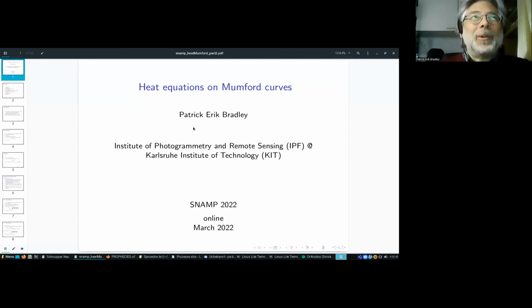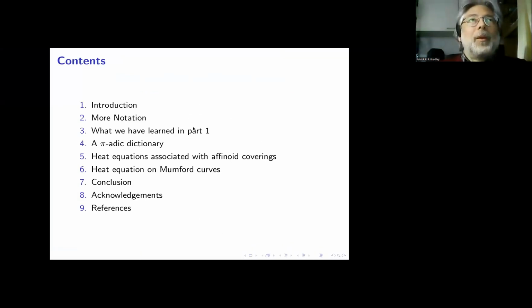Okay, so first of all, an introduction, and then we'll pick up some more notation, and I will summarize what we have learned in part 1. And then we come to the analytic part, which is namely a p-adic, or p-adic if you like, to stay in the p-adic numbers dictionary. And then we come to the heat equations, first associated with affinoid coverings, and then heat equations on Mumford curves. And then in the end, a conclusion, acknowledgements, and references.